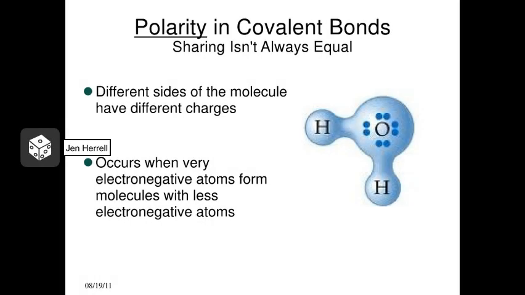Covalent bonds can result in something known as polarity, and polarity results from an unequal sharing of electrons. Polarity occurs when you have a very electronegative atom sharing electrons with atoms that are not very electronegative.